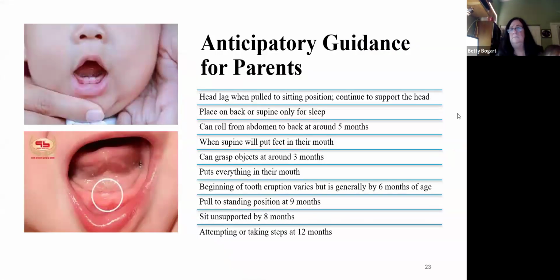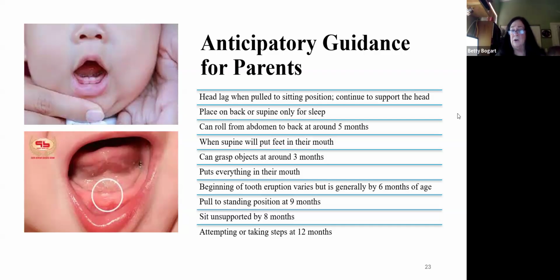So, infant, do you know what a head lag means? A head lag is when you have a baby on their back and you pick them up by their hands, and when they're younger, their head falls back. That's called a head lag. As we get older, the head comes up when you pull the hands. If we see a head lag after 4 months, there's something going on neurologically, and we need to check it.